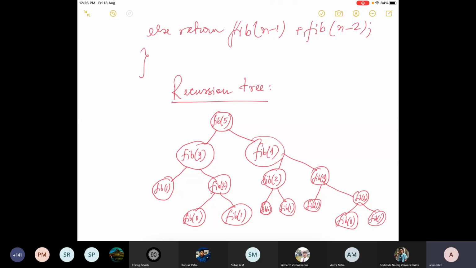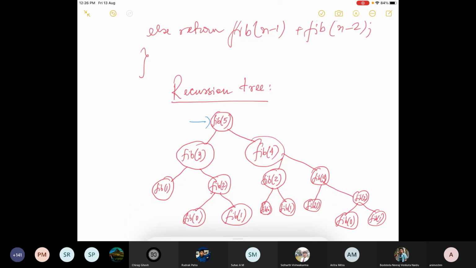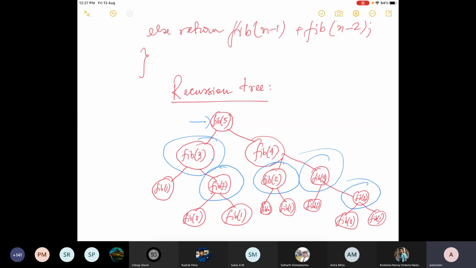So you see, in order to compute fib5, we have called fib2 once, twice, thrice. 3 times we have called fib2. We have called fib3 2 times. We have called fib1 1, 2, 3, 4, 5 times. And we have called fib0 1, 2, 3 times.